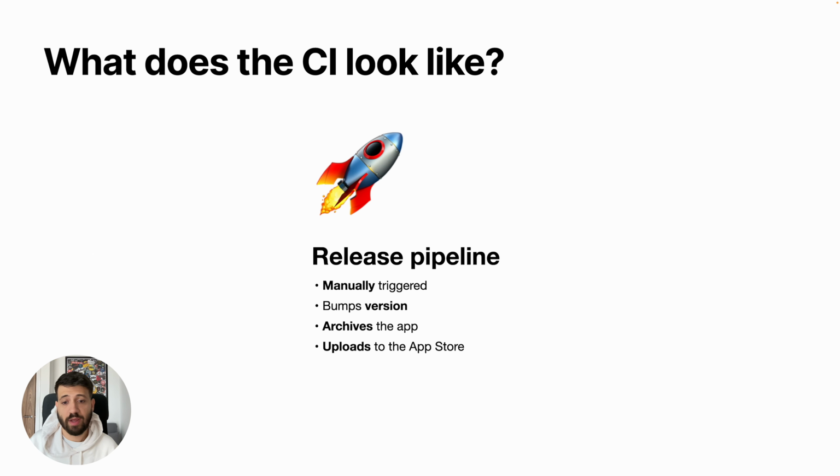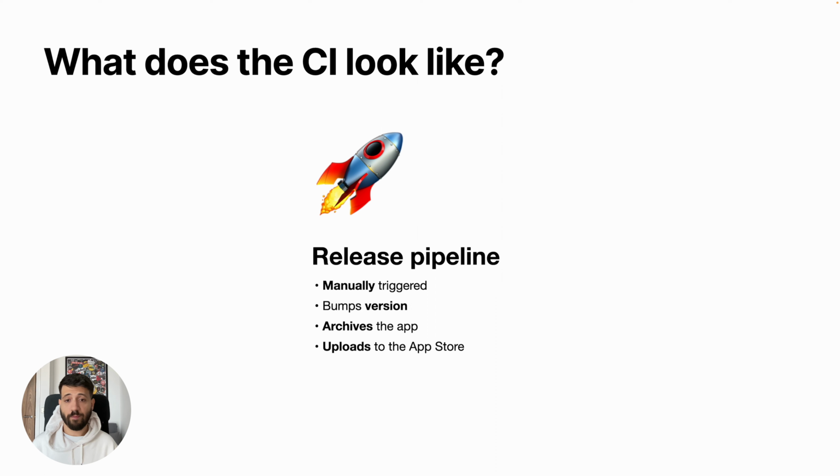The first one needs to be manually triggered by the user, so the user has to go into the dashboard, whether it be GitHub or Bitrise or whatever CI provider you use. It also bumps the version of the app, so it increments it. It could be a patch version, or it could be a minor version that gets bumped. It also archives the app, so it generates an IPA that can then be uploaded to App Store Connect, which is the last step in the process.